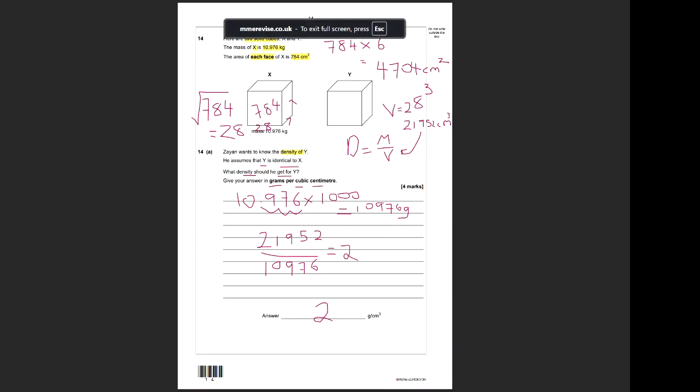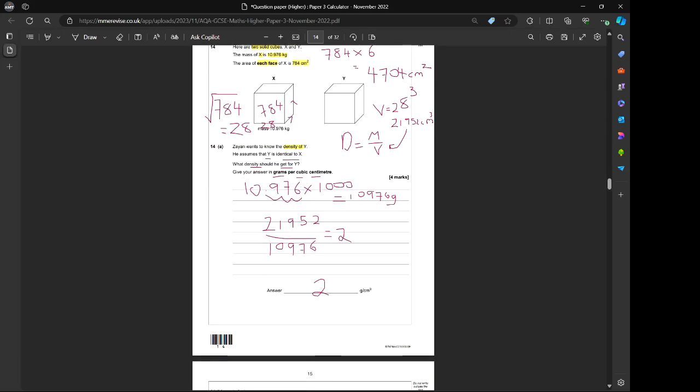So again, 10 seconds to screenshot. 10, 9, 8, 7, 6, 5, 4, 3, 2, and 1. Okay, let's move on here.